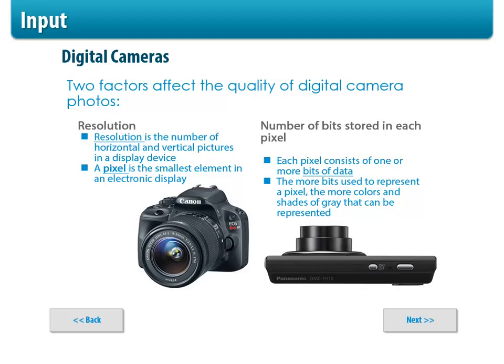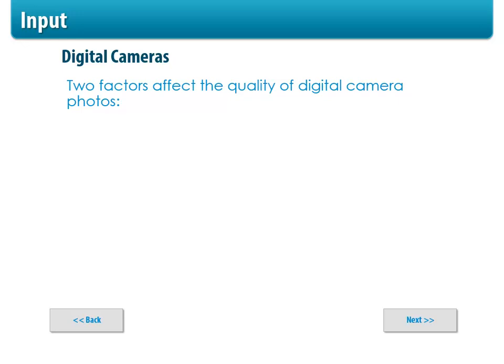Digital cameras have two aspects that increase the quality and the price. One is resolution, and the other one is the number of bits each pixel can store. The resolution is the number of horizontal and vertical pixels in a display. The more pixels, the smallest element in an electronic display, the more elements you can put in, which increases the resolution, making a better quality picture, but also increasing the price.